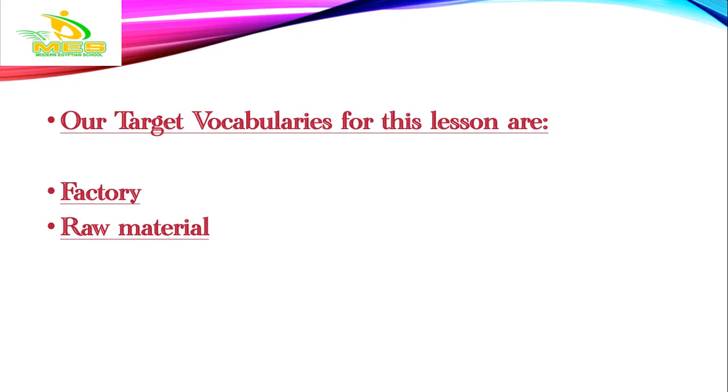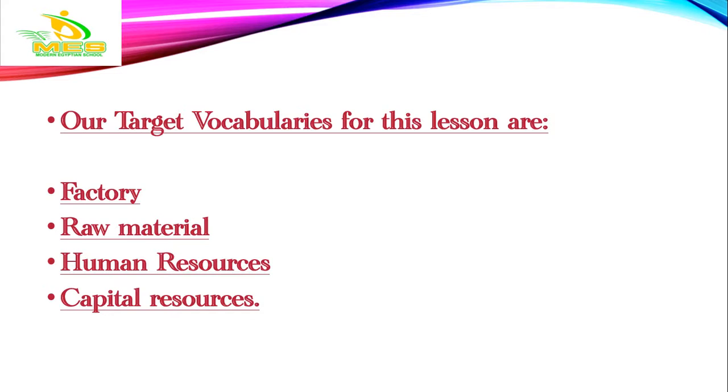Raw material. Raw material is the natural resource that we use to make goods. Human resources: work people do to make goods. Capital resources: the tools or machines that we use to make goods. So these are the vocab that you need to know when you are going to read the lesson for today. So let's go and see our lesson in our textbook.